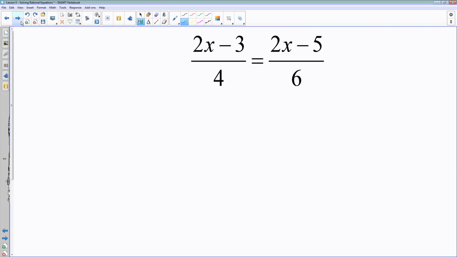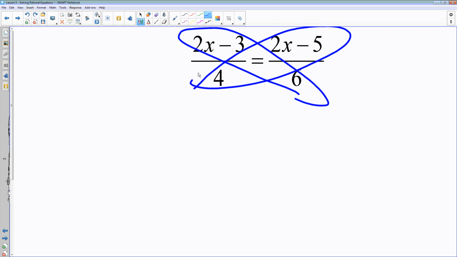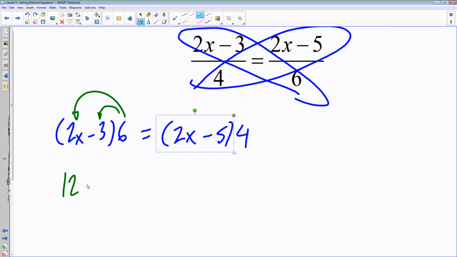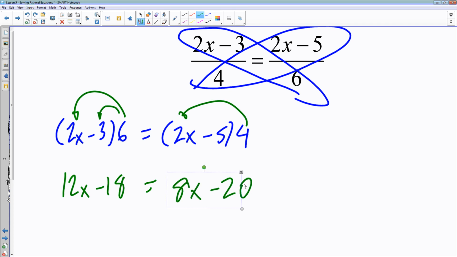Here's another one. Feel free to do it on your own and stop the video and press play whenever you're ready. So again, it's a proportion, so we're just going to cross multiply. So we're going to get 2x minus 3 times 6 equals 2x minus 5 times 4. So we distribute our 6 to get 12x minus 18. We distribute our 4 to get 8x minus 20.